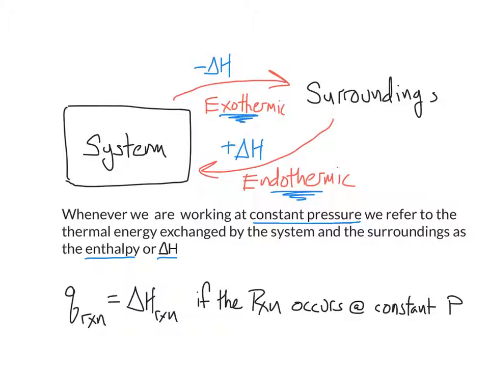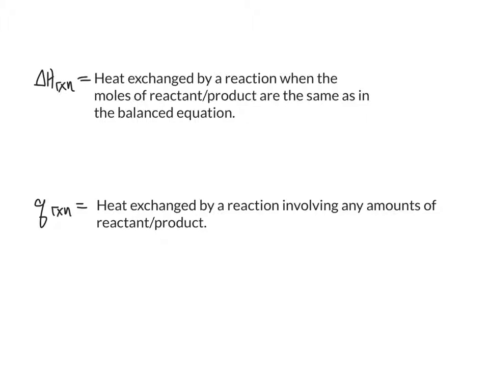Q and delta H seem identical, but there is a difference. So what is the difference between Q of the reaction and delta H of the reaction? The enthalpy of a reaction, the delta H of a reaction, is specifically the heat exchanged by a reaction when the moles of reactant or product are the same as in the balanced chemical equation.